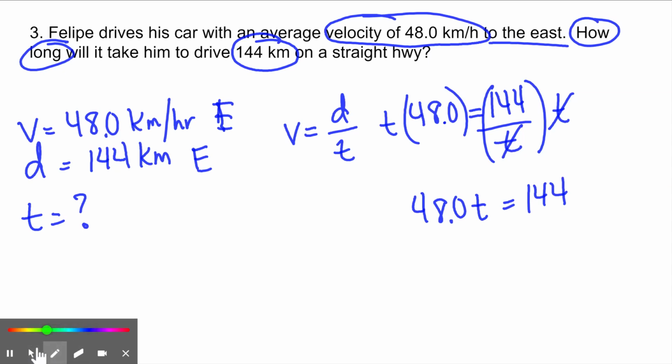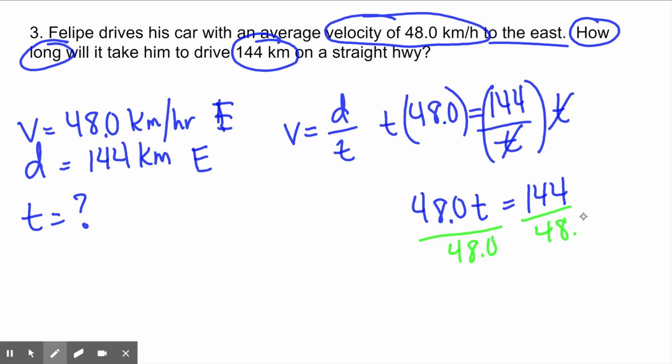Now, what would you do from this point? You would divide both sides by 48. Those cancel out. And if we rewrite this equation, it would be t equals 144 divided by 48. If you notice, the 48 and the t have just switched places. The algebra allows us to do that, but that's a shortcut if you understand it. If not, always do it the algebra way. So t equals 144 divided by 48. And after we do that, t equals 3.